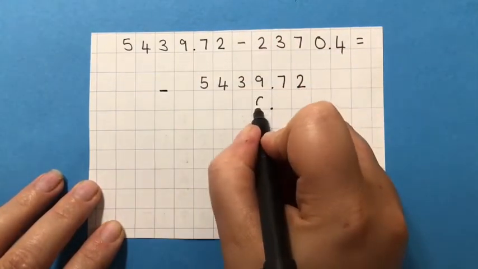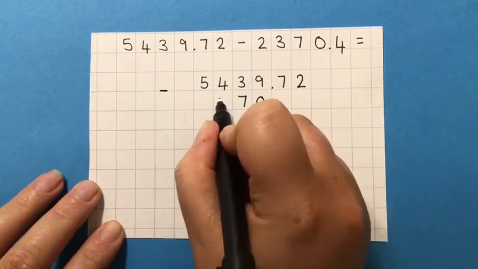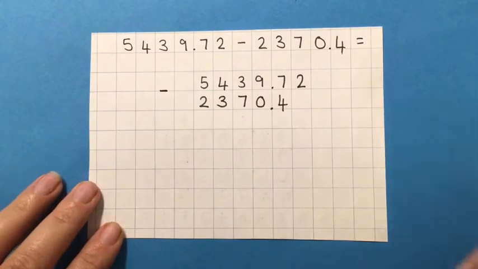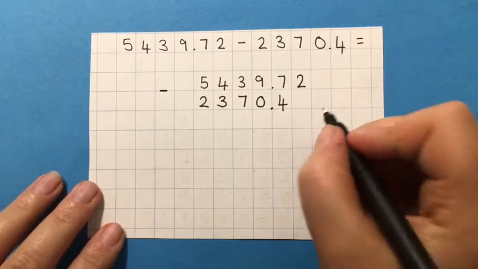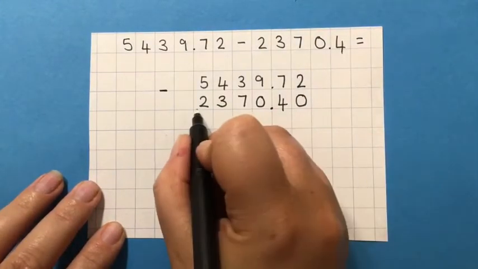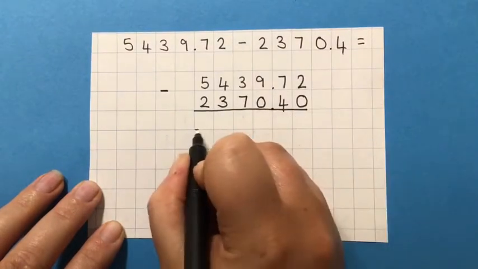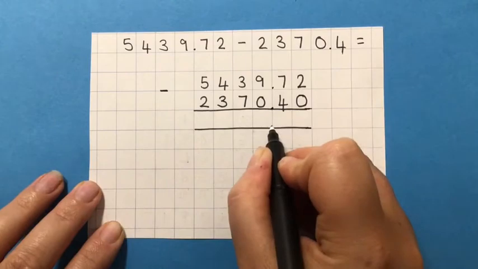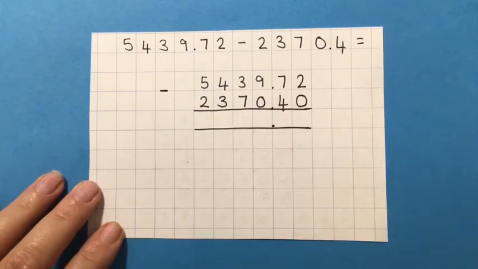Some people like to write their numbers backwards from the decimal, just to make sure that they're lining it up properly, and that's okay as well. Again, this one is empty, so we can pop a placeholder in there, which will be the 0. Okay, and we can put our decimal down here ready.